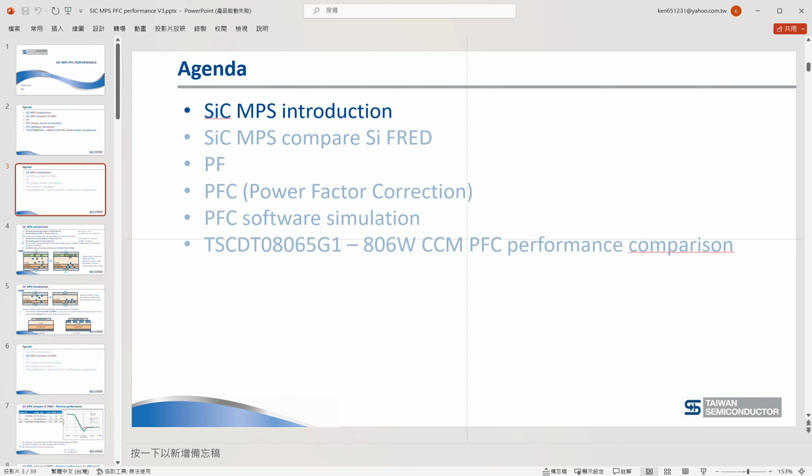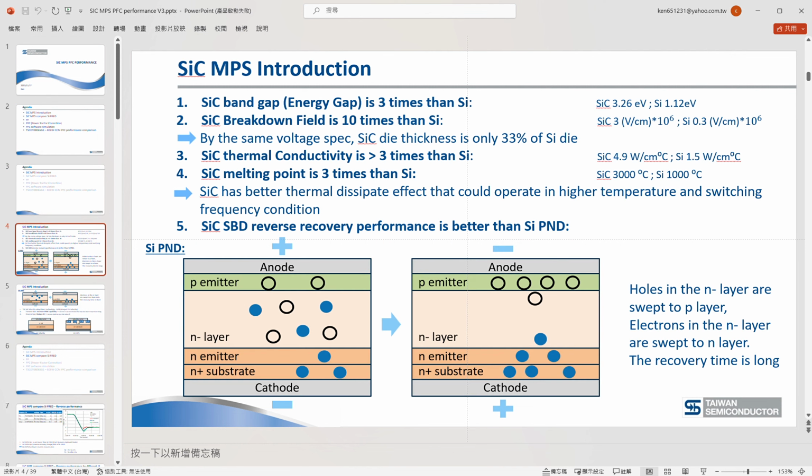The first topic is silicon carbide MPS. Compared with traditional silicon-based die, silicon carbide material die has 5 superiorities. The first superiority is that the silicon carbide band gap is 3 times that of silicon-based products. The second benefit is that the silicon carbide breakdown field is 10 times that of silicon-based die. So for products of the same voltage spec, the silicon carbide die thickness is only 33% of the silicon-based die. The third superiority is that silicon carbide thermal conductivity is 3 times that of silicon-based die.